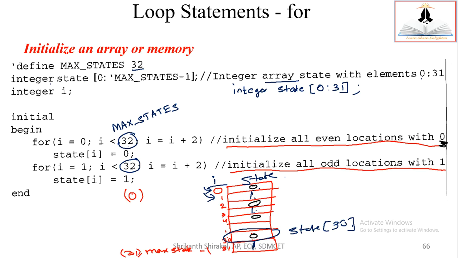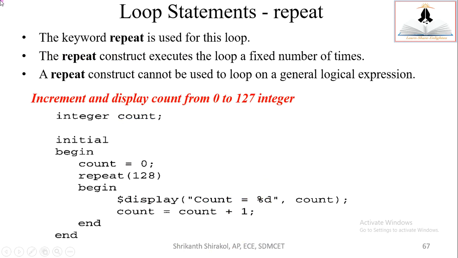The next loop statement of our focus is repeat. The name itself says that it repeats up till some fixed number of times. The keyword used for the repeat loop statement is repeat itself, in small case. The repeat construct executes the loop a fixed number of times. Remember this, a fixed number of times. While a while loop executes until the condition is true, which is written in terms of a conditional check, even for loop, wherein you are checking for the terminating condition, in repeat, unlike the former two, it executes a fixed number of times.